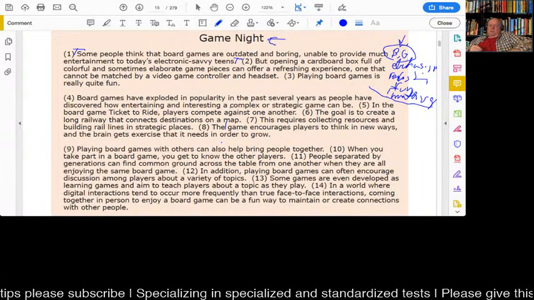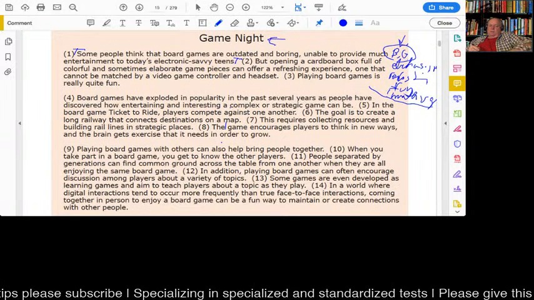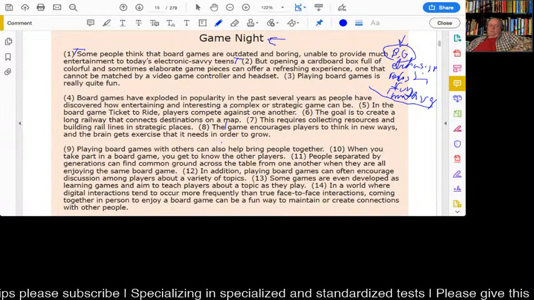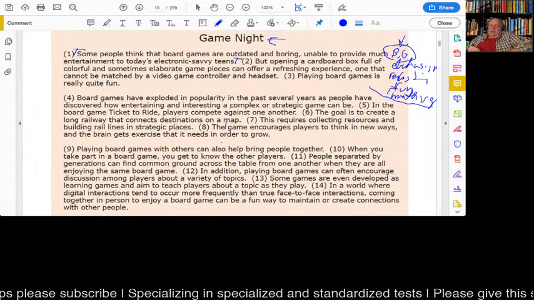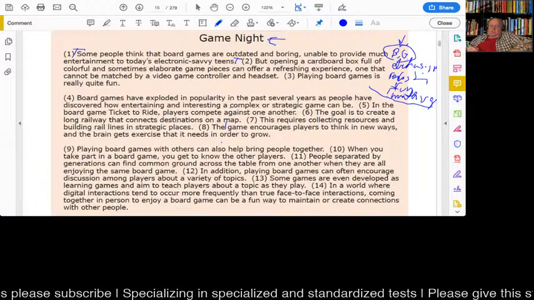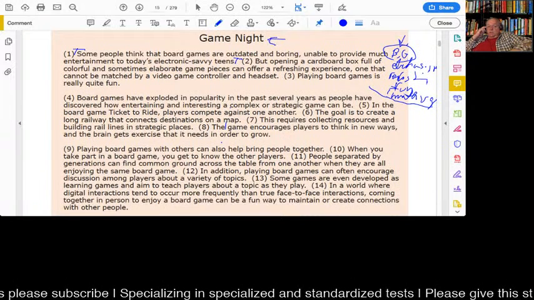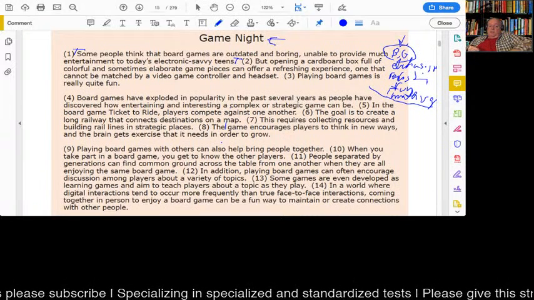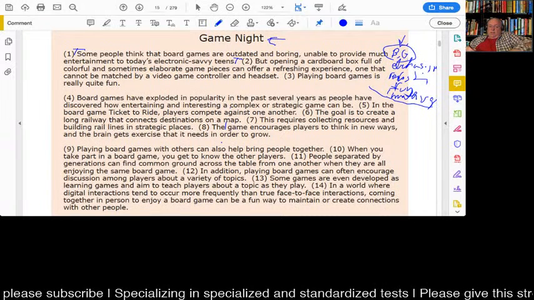Board games have exploded in popularity in the past several years as people have discovered how entertaining and interesting a complex and strategic game can be. And the board game Ticket to Ride, players can compete against each other. So we have other facts.